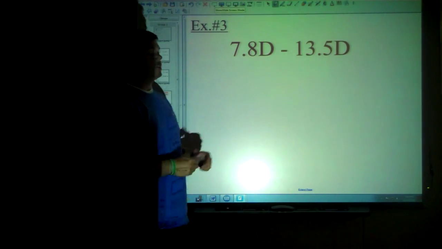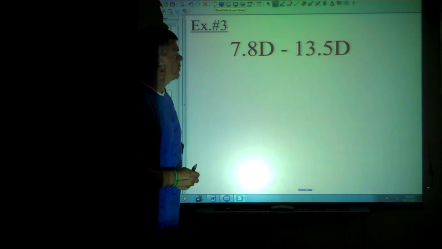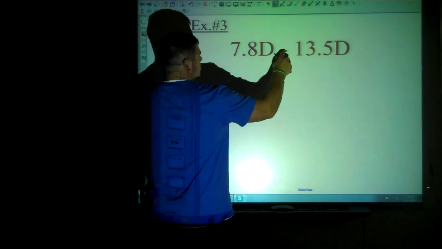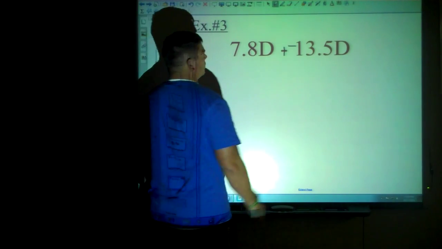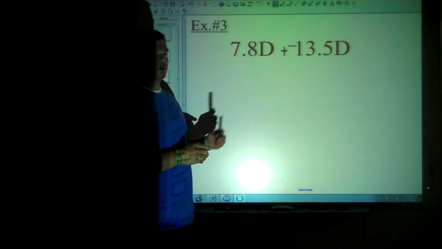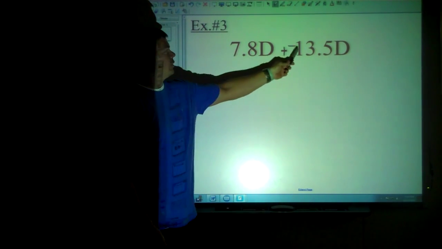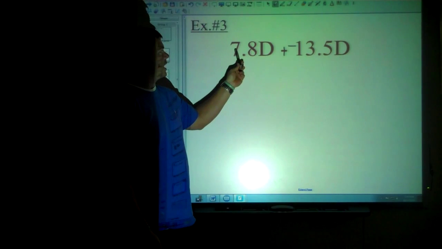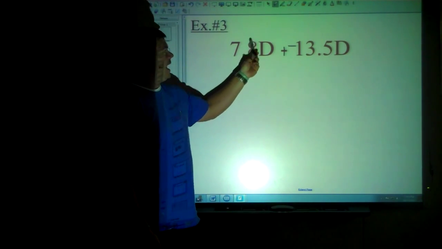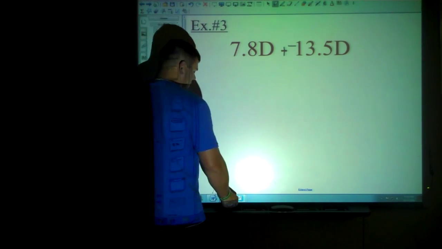Okay, now with decimals, it doesn't really matter. It's the same thing as before. We're going to deal with the decimals in front just like we would any other moment. But we'll change this to plus negative 13.5d. Now you got to be careful because there's a real habit for people to do up-down subtraction. People like to take 13 and subtract the 7 and get a 6, but then they want to take 8 and subtract 5 and end up with a 3. That's a really common mistake.